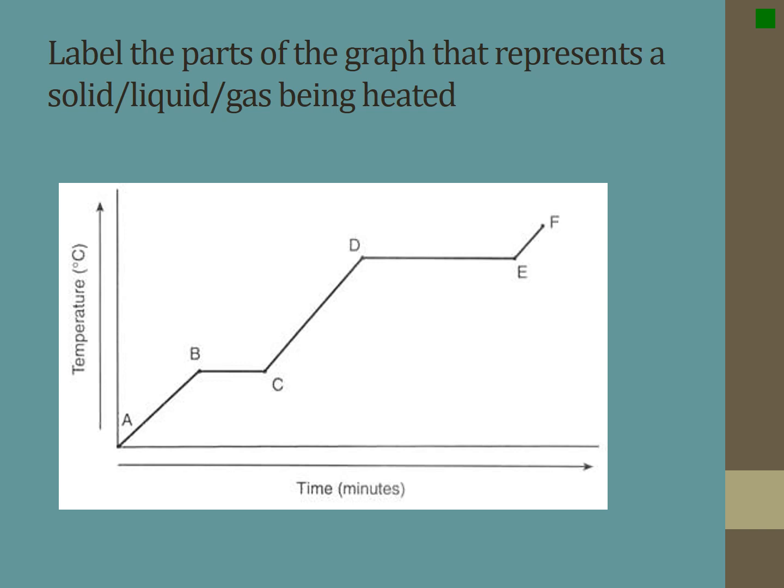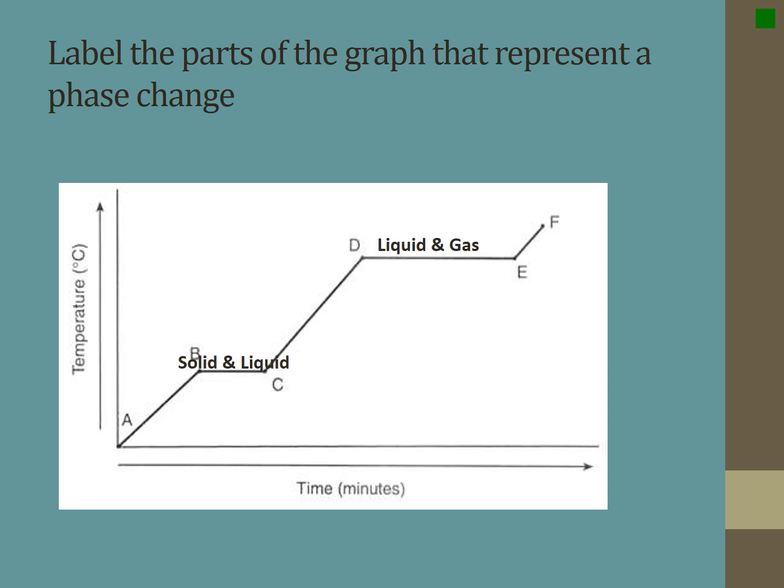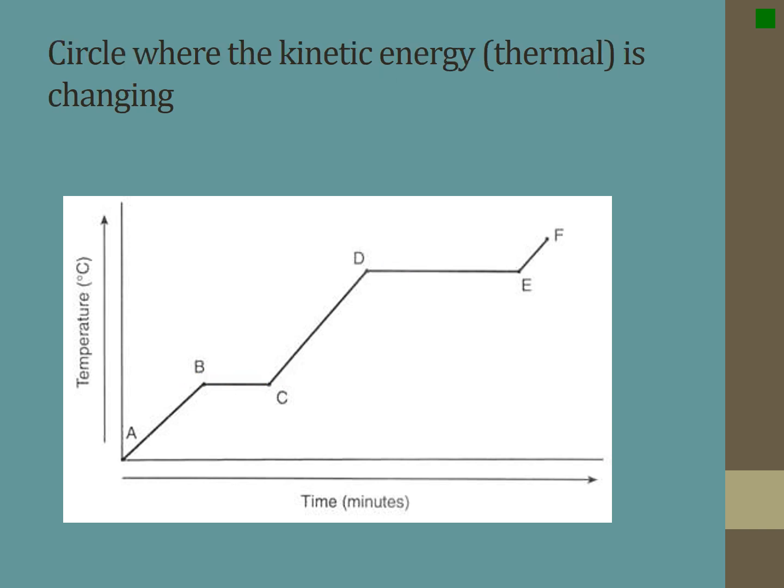Okay, so let's label the parts of the graph that represent solid, liquid, and gas. So remember, if they are just being heated and you are only a solid, liquid, and gas, you have A to B, which would be your solid, C to D would be your liquid, E to F would be your gas. Okay, this one is where our phase changes. Well, that's when we're flatlining, so we're going to go B to C and D to E. B to C would be solid to liquid, liquid to gas would be D to E.